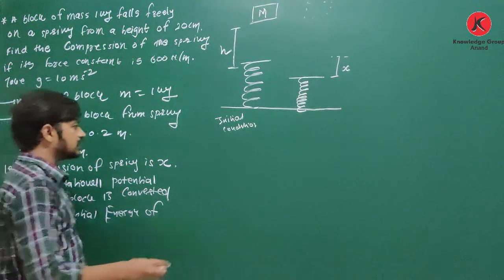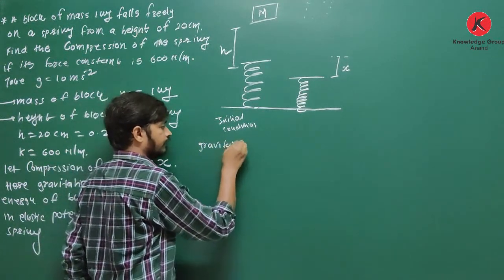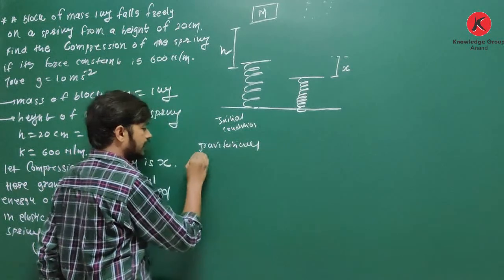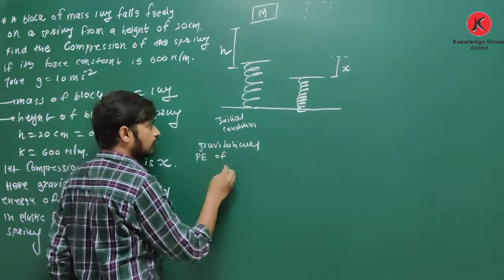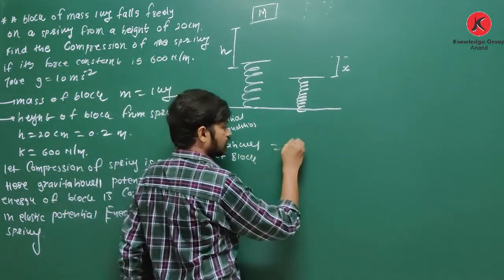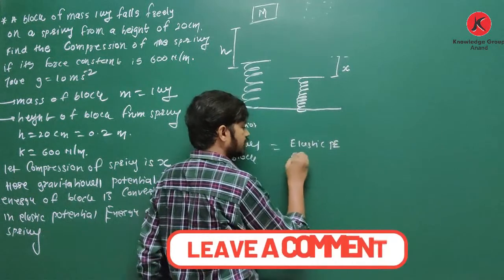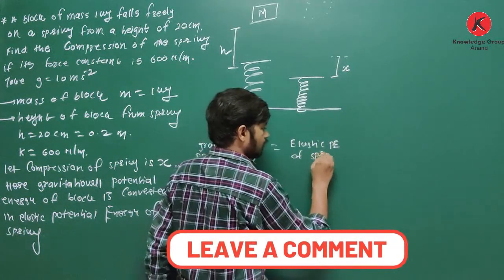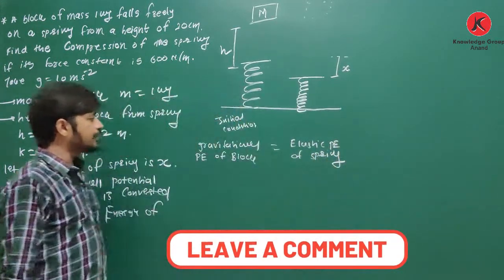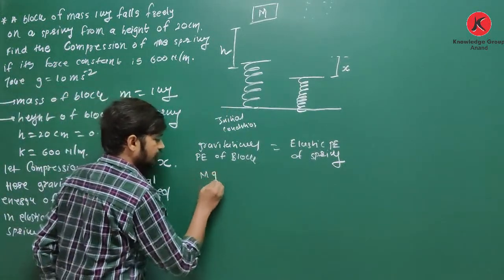Then how to write? The gravitational potential energy of the block is equal to the elastic potential energy of the spring. Gravitational potential energy of the block: mass of block is M, and here it is g.